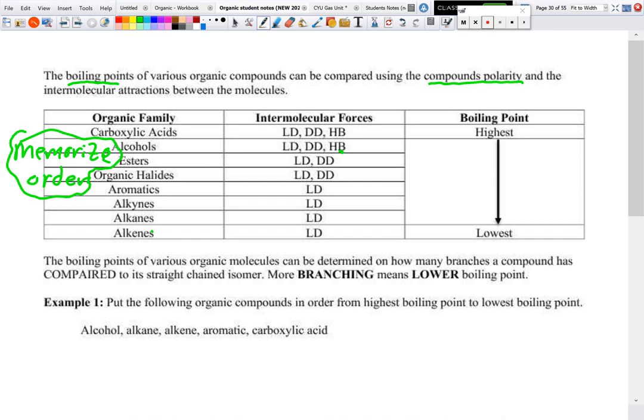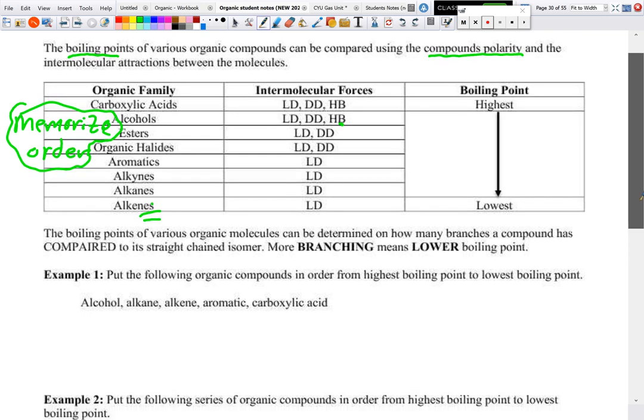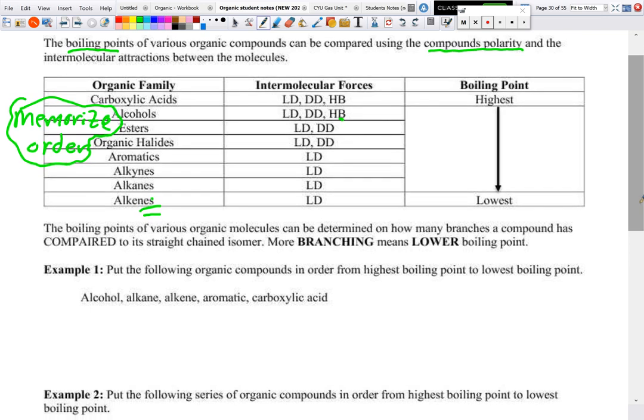And this is the order from highest to lowest right here. Alkenes have the lowest boiling point out of any single organic molecule there. So the big thing is just using this chart. Example 1: put the following organic compounds in order from highest boiling point to lowest.